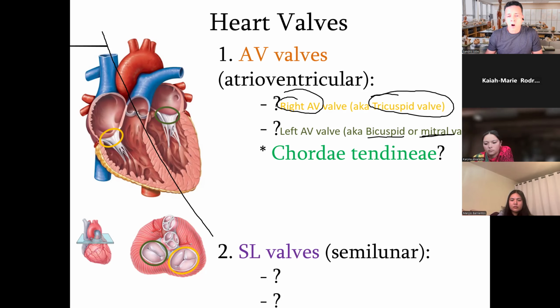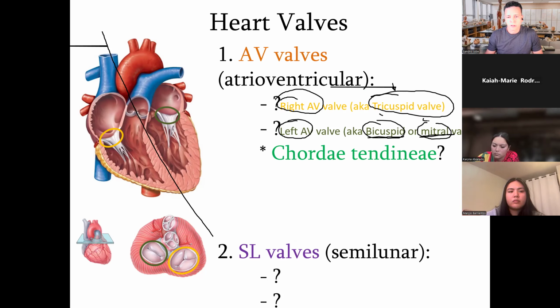The other thing that I want to mention that is very important, you either say right AV or you say tricuspid. There is no right tricuspid. If you put down right tricuspid, I'm going to take points away from you, because if you say right tricuspid, you imply there's a left tricuspid. There is no left tricuspid. Same thing for the left AV. You either say left AV, or you say bicuspid, or you say mitral. There is no left bicuspid. There is no left mitral. All right?